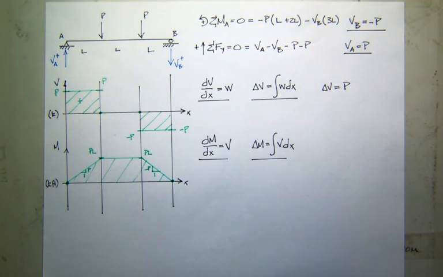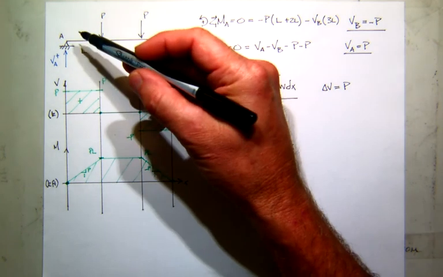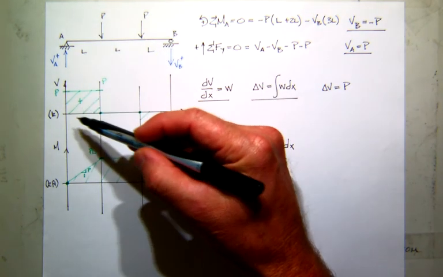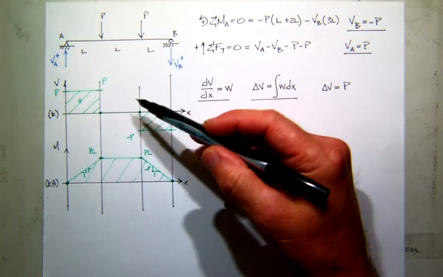Where was shear a problem? Out here in this zone. You know why? Because that's the only place where there's shear. There's no shear in the middle at all.